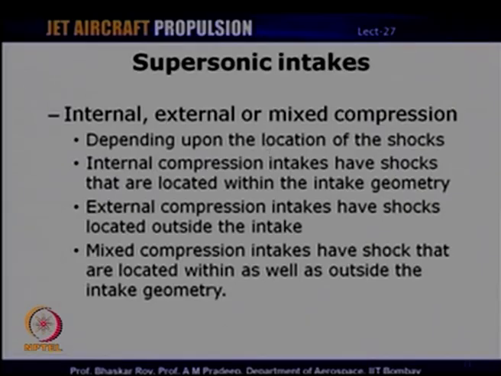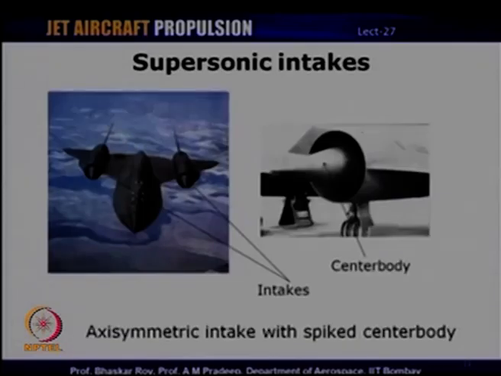So, these are three different types of classification of intake geometries. Supersonic intakes could either be axisymmetric or two dimensional, fixed or variable, or internal, external, or mixed compression. There could be intakes which could of course fall in all these classifications separately as well. Let us take a look at some examples of these intakes.